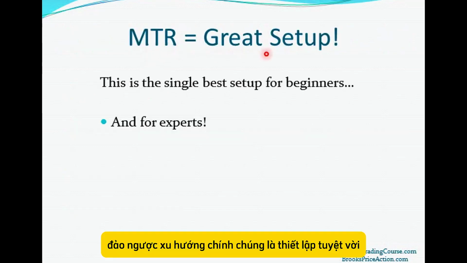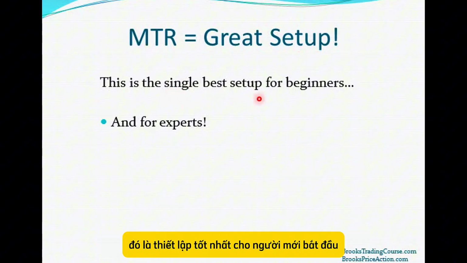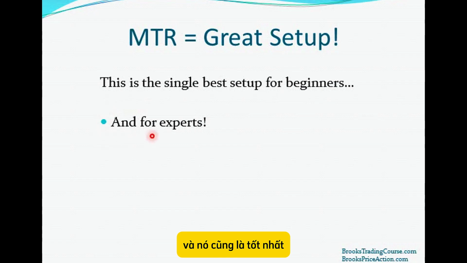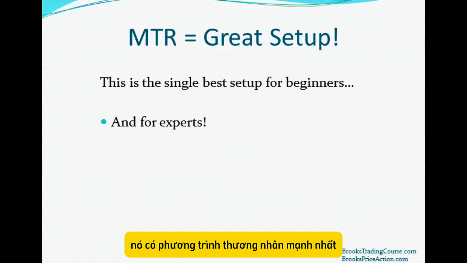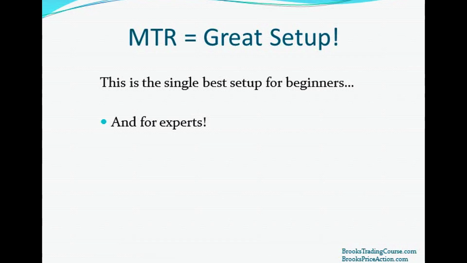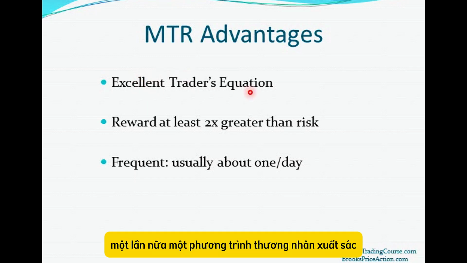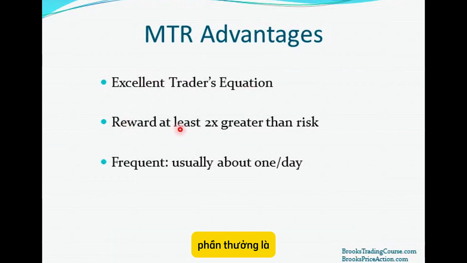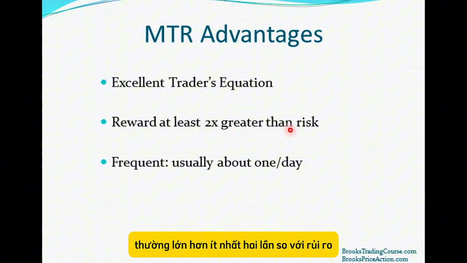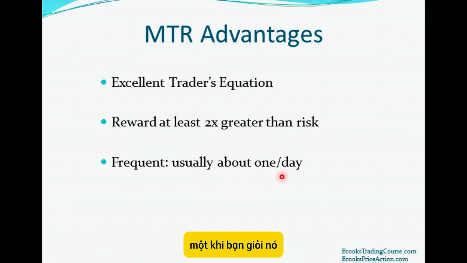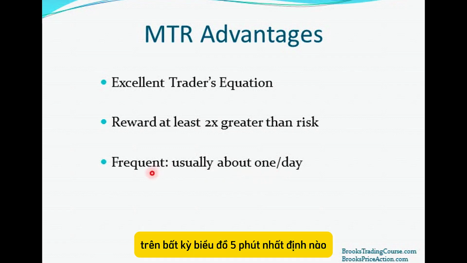Major trend reversals, they're great setups. It's the single best setup for beginners, and it should be the focus of everyone starting out. And it's also the best setup for experts as well. It has the strongest trader's equation. Again, an excellent trader's equation. The reward is usually at least 2 times greater than the risk, and it occurs often enough so that you can make a living trading it once you get good at it. On any given 5-minute chart, there's usually at least one a day.